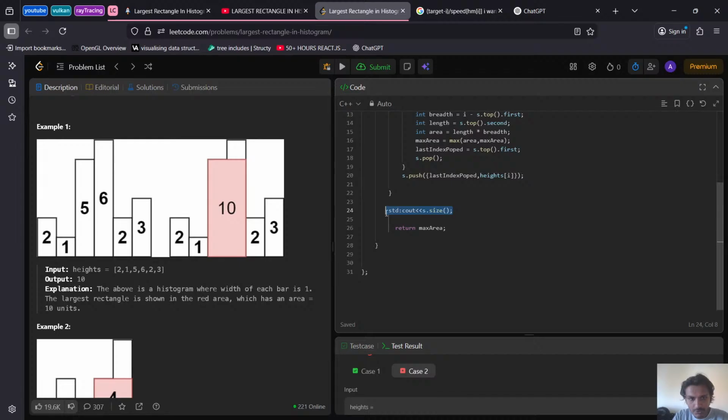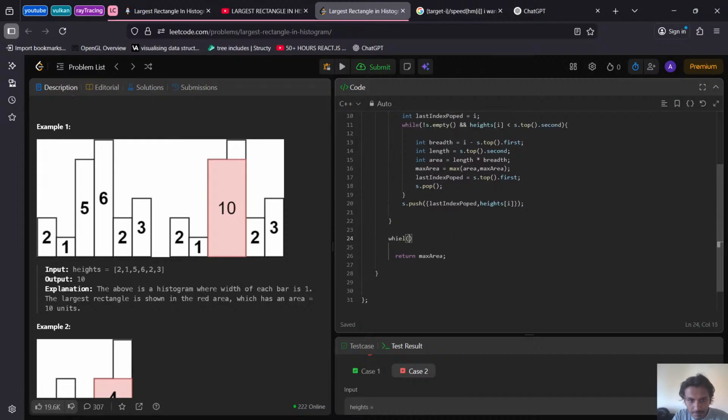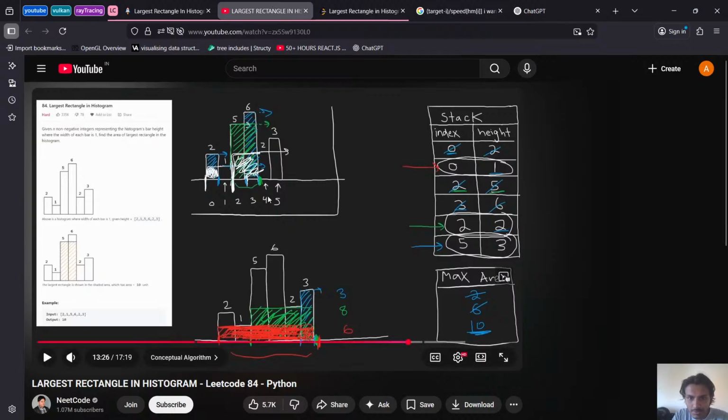After going through this, all we need to do is let's create another while loop, but the stack is not empty. All we do is to calculate the area. So how do you calculate the area? Simply what you do is at the end, whatever element we have in this, whatever the element we have, so this is 5.